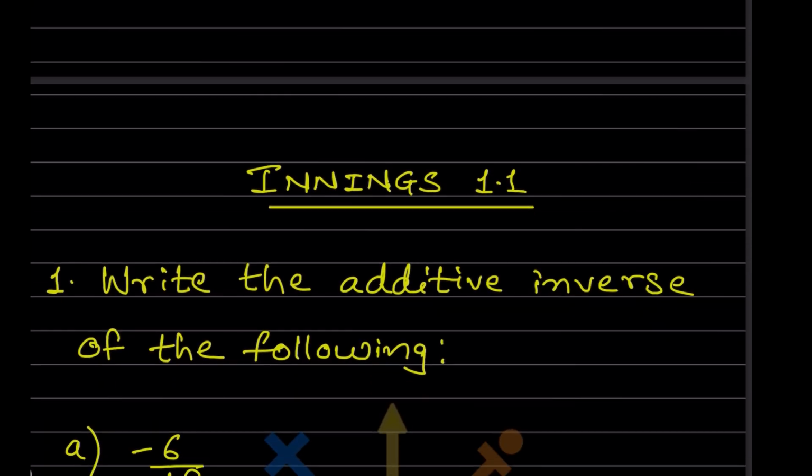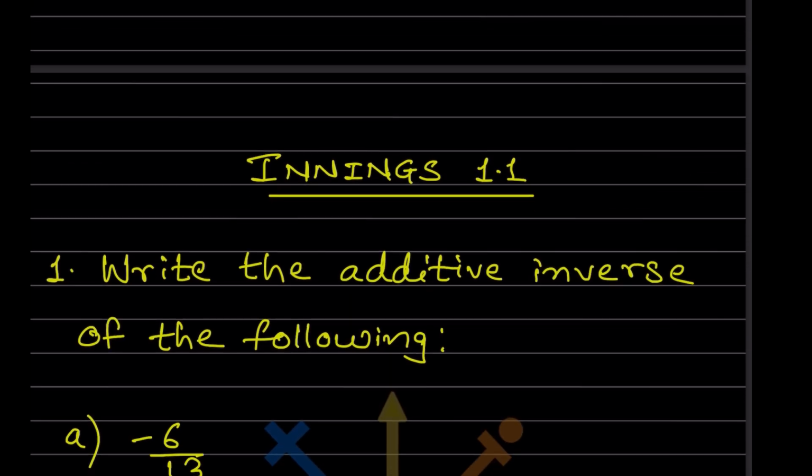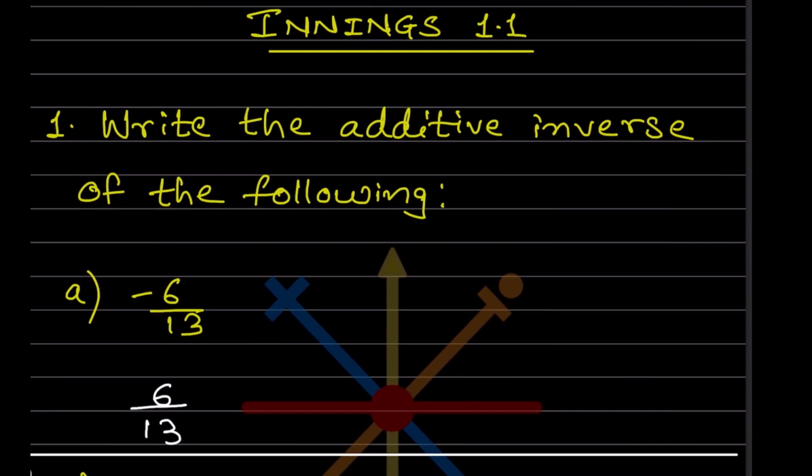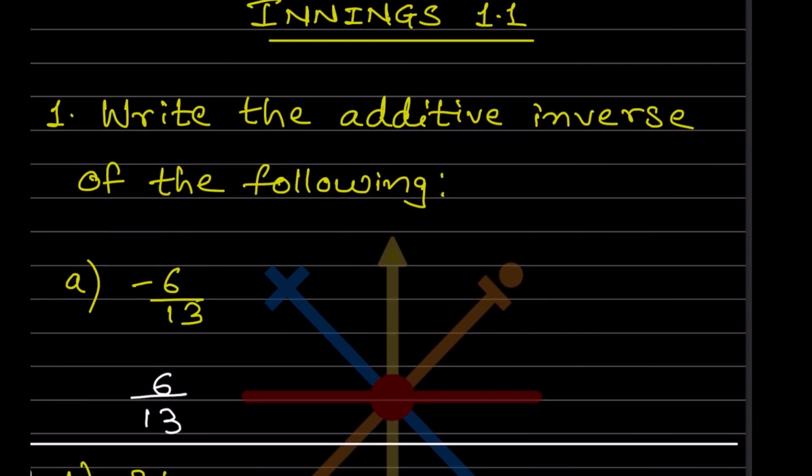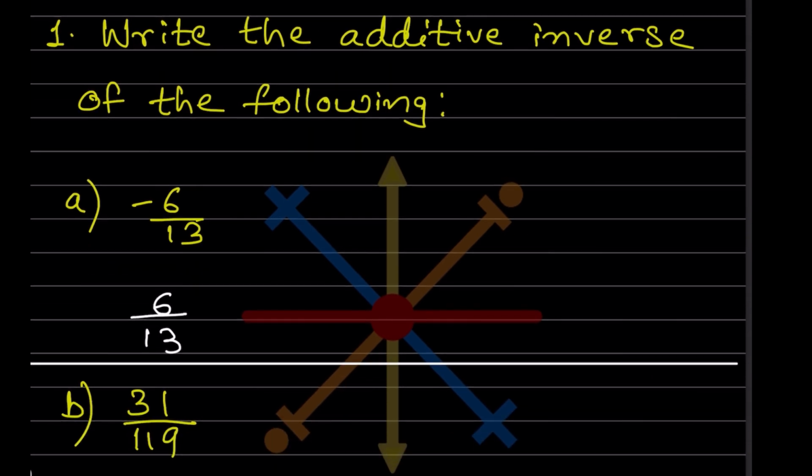Now let us see here, in the other books they write the exercise number; I have also written the same, 1.1, which is from the same book. Write the additive inverse of the following. Whenever we have the additive inverse, if the number is negative we put it positive. If it was 6 by 13, we just change the sign, that is going to be minus 6 by 13. That is the only thing we have to do for an additive inverse.